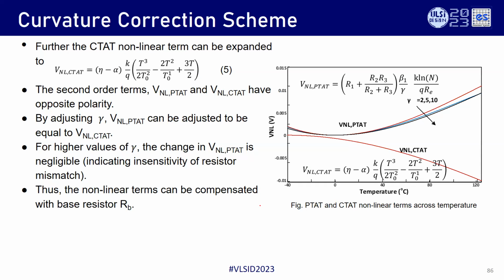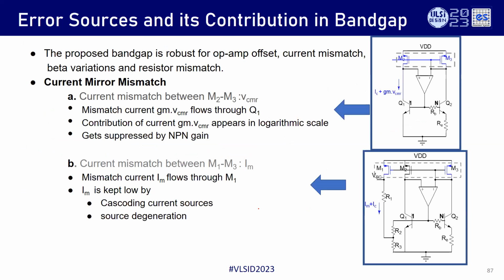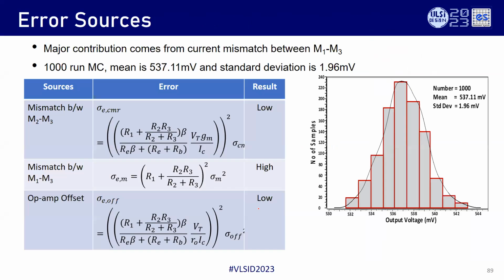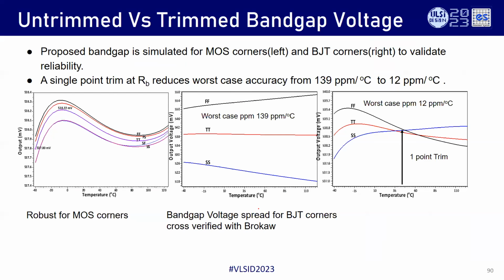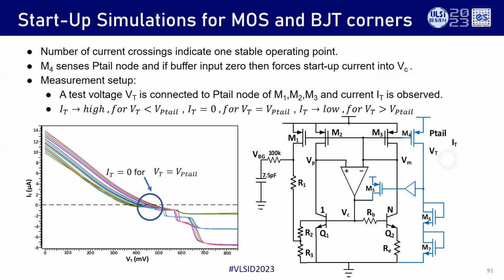There is so much math, and anybody can refer to our references. It's mostly about the errors from each and every op amp offset, and how the current mismatch between the PMOS and all. So I'm going to skip this. I have another 15 minutes maybe. So this is one thing which I wanted to cover.